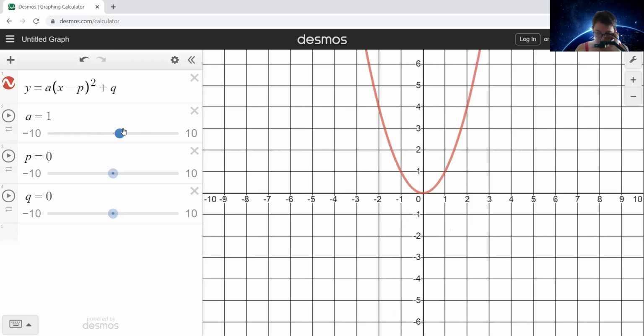And then it says use the slider to change the value of p. So if I change p, oh, there you go. Look at that. It appears to move horizontally. Hey, cool. I don't even have to do anything. I guess I'm way too excited about those sliders. It's just fun. All right. What happens? The parabola moves horizontally.